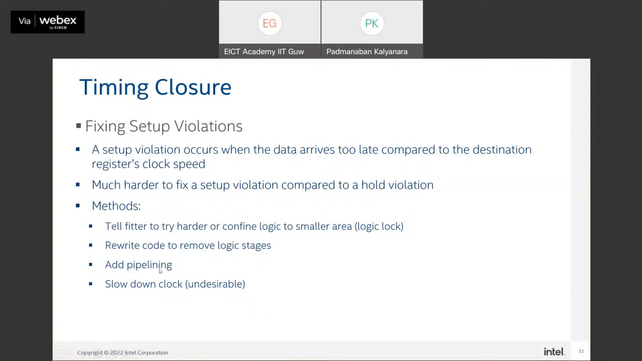Second thing, we can add pipeline. We all know that pipelining means we need to reduce the data path delay. To reduce the data path delay, we are going to insert registers in the data path in order to ensure that the data path delay is reduced and the throughput gets increased.